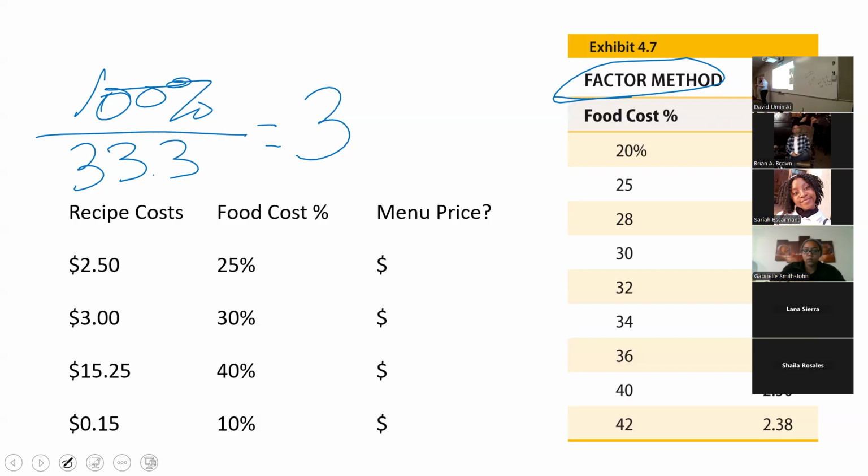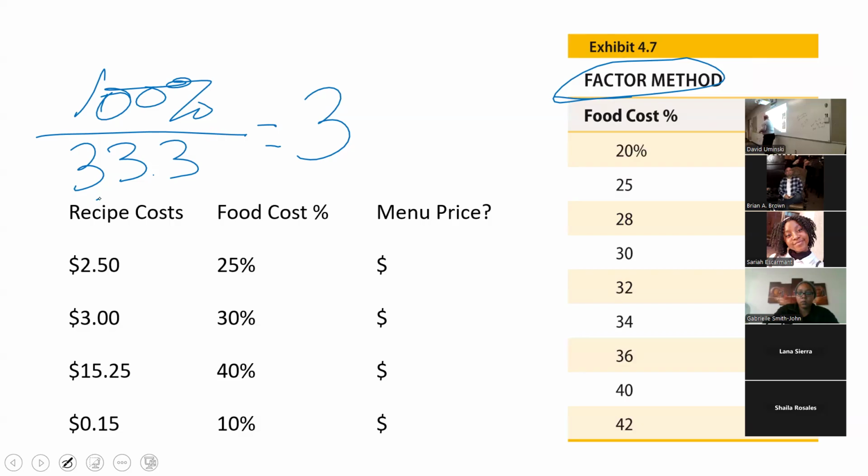They're using the factor method, and they're using a factor of 3, which would result in a 33.3% food cost. Okay, so we can do the same thing if we're going for 25% food cost. What is our factor? So what is 100 divided by 25? My factor is 4, right? There's 4 quarters in a dollar. So now if I just multiply this by 4, I'm going to get $10.